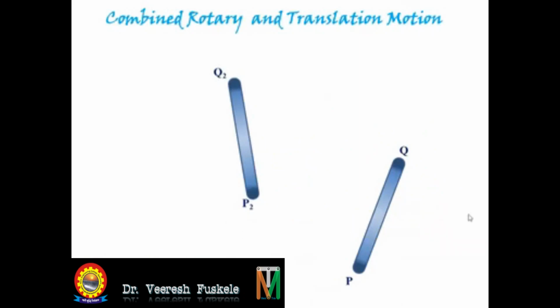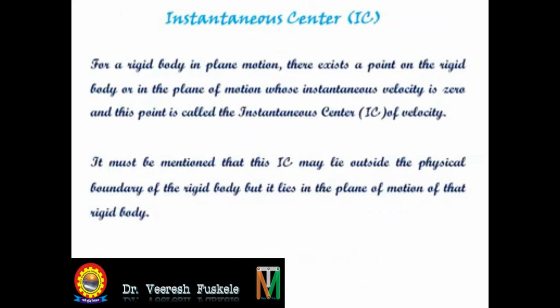Now let us define instantaneous center of velocity, or IC. For a rigid body or link in a plane motion, there exists a point on the rigid body or in the plane of motion whose instantaneous velocity is 0, and this point is called instantaneous center IC of velocity. It must be mentioned here that this IC may lie outside the physical boundary of the rigid body, but it lies in the plane of motion of that rigid body. So it may be inside the boundary of the rigid body, or it may also lie outside the boundary of the rigid body, but it has to be in the plane of motion of that body.